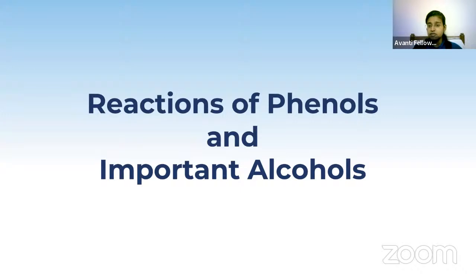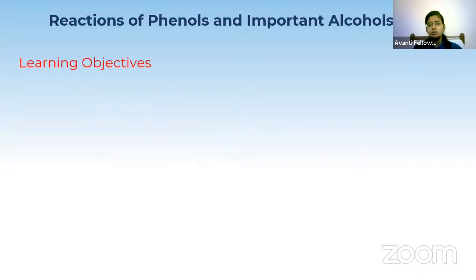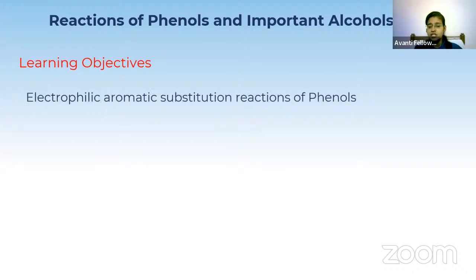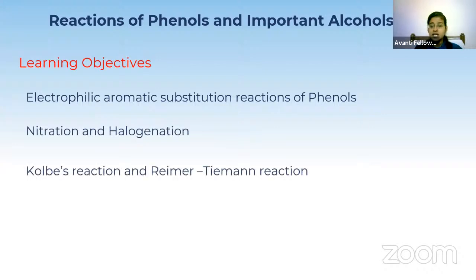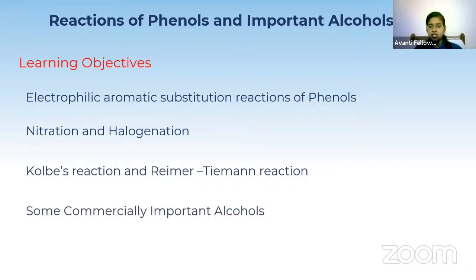Reactions of phenols is a very, very important topic. All the reactions under this are very important, so please listen properly. The learning objectives for the reactions of phenols are the electrophilic aromatic substitution reactions, which are actually nitration and halogenation, and later on Kolbe's reaction and Reimer-Tiemann reaction. So we are going to cover these three basically. And at last, we will study some commercially important alcohols.